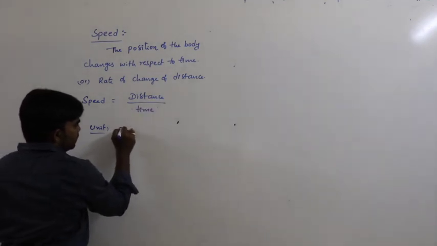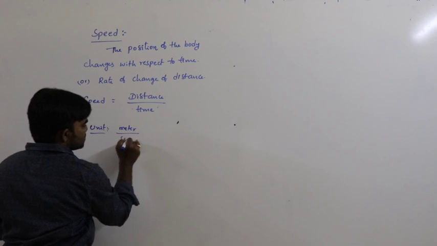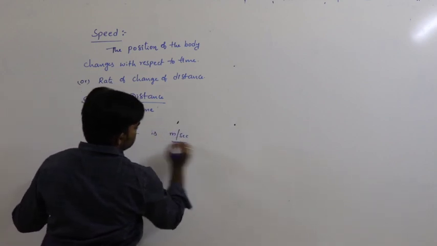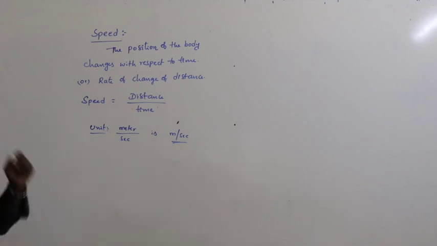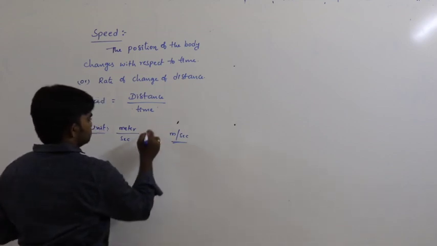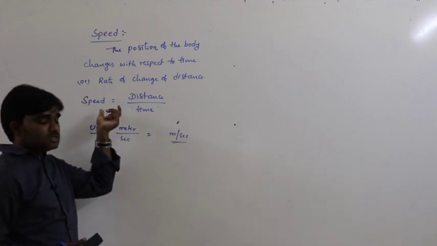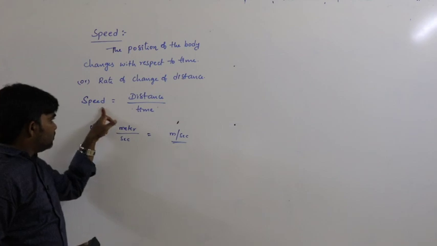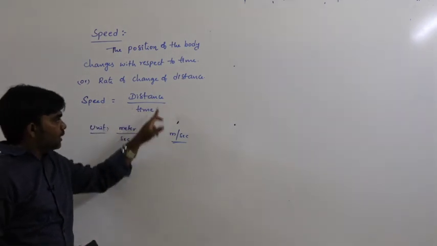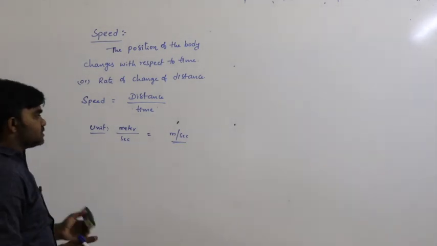Distance can be measured in meter, the general unit. Time can be measured in second, that is meter per second. The unit of the speed is meter per second. Simply we can write it as meter per second. This is the unit of speed. Speed formula is distance by time. Distance can be measured in meter and time can be measured in second. That's why the unit of the speed is meter per second.